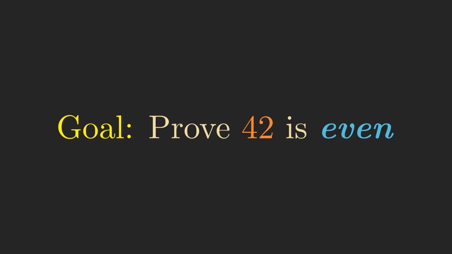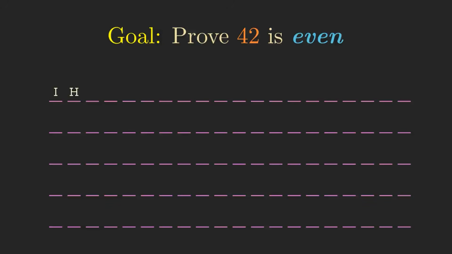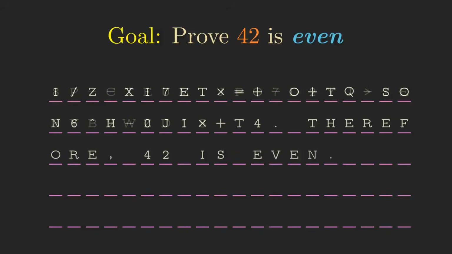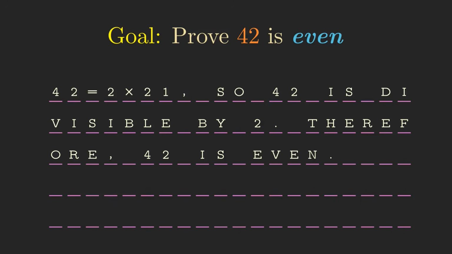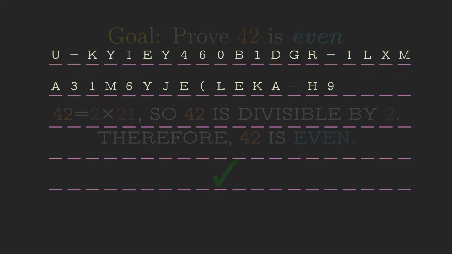Say we want a proof that 42 is an even number. Well, now we can just generate all possible strings of characters up to the desired length and check if any of them are valid proofs. Somewhere along the way, we'd stumble upon this string that says 42 equals 2 times 21, so 42 is divisible by 2. Therefore, 42 is even. The logic definitely checks out here, so the program would stop and output the proof as a result. Of course, this method is completely ridiculous.